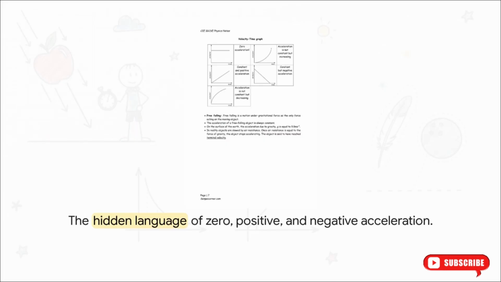Now, what's really interesting here is how the steepness, or the gradient, of these curves directly translates to acceleration. A flat, horizontal line doesn't mean you're sitting perfectly still. It actually means you're cruising at a constant speed with zero acceleration. A straight upward slope means you're steadily speeding up, while a downward slope means you're decelerating. And if the line curves, your rate of acceleration is actively changing. The shape of the line tells you exactly how the speed is behaving in real time.